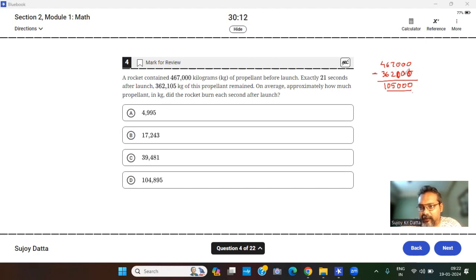If I have an error of 100 and I have to divide that by 21 seconds, then 100 by 21 would give me a maximum error of 5. But none of the numbers are anywhere close to each other, right? They're very far off. So even if I make this approximation, it doesn't really make a difference. So we have 105 and you have to divide by 21 because that's the rate. So that would be 5,000, just a little less than 5,000. So first option.